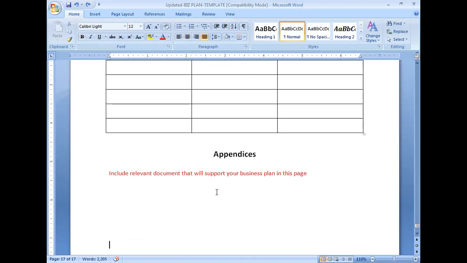Lastly, the appendix. So include every other document, attach your CAC certificate, attach every other relevant document that will convince investors or financiers of your business to want to fund your business.